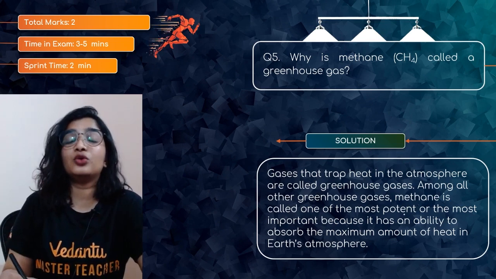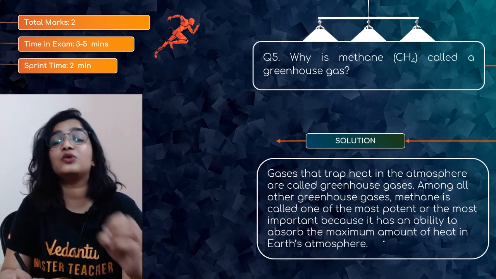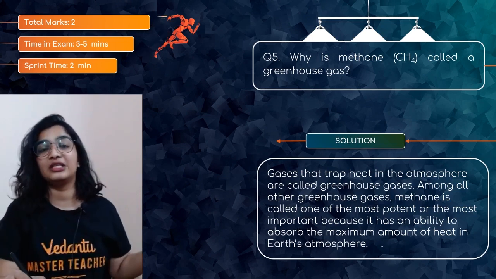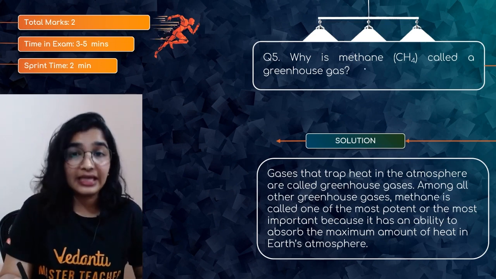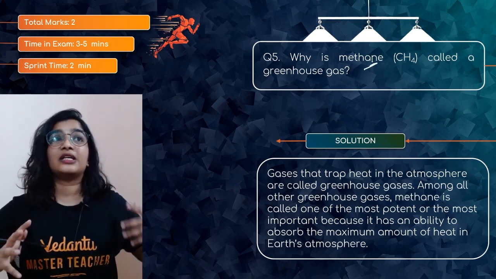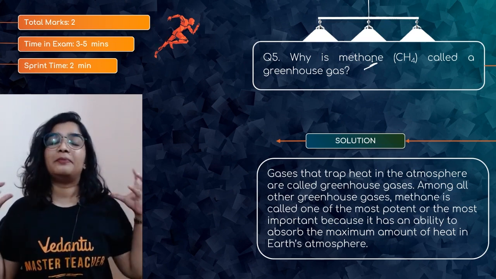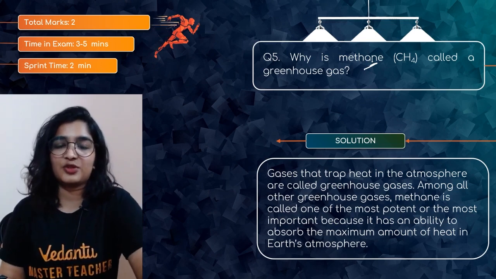It is one of the most potent or the most important greenhouse gases because it has an ability to absorb the maximum amount of heat in Earth's atmosphere. That exactly is the reason methane, along with other gases, is called a greenhouse gas: it has the ability to trap the heat in the Earth's atmosphere.